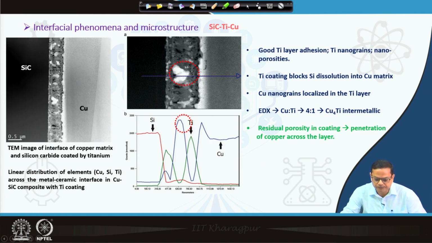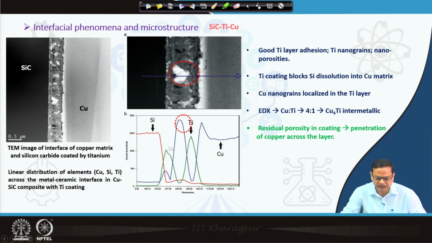However, if you look at this white particle, you can see the peak of titanium, as well as the peak of copper. This green line is for titanium, sorry, and the blue line is for copper. So, these white particles are nothing but titanium copper intermetallics, Cu4Ti.